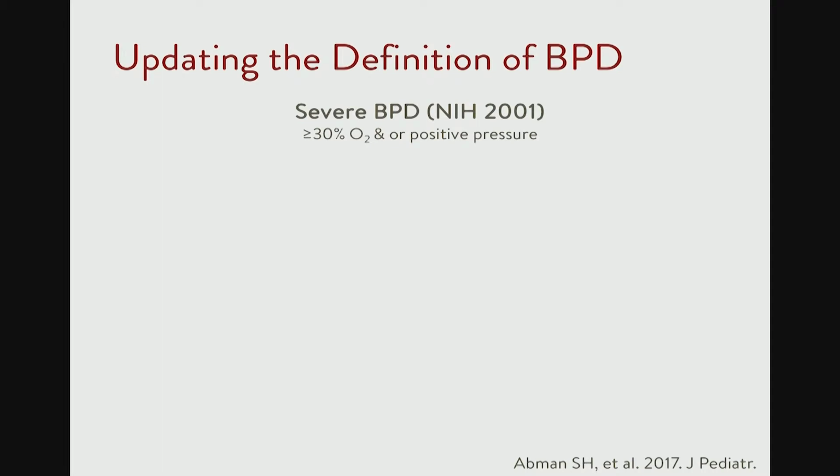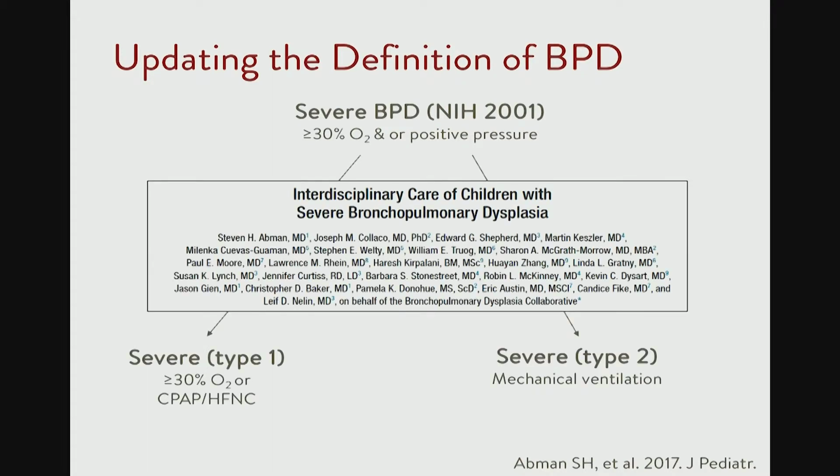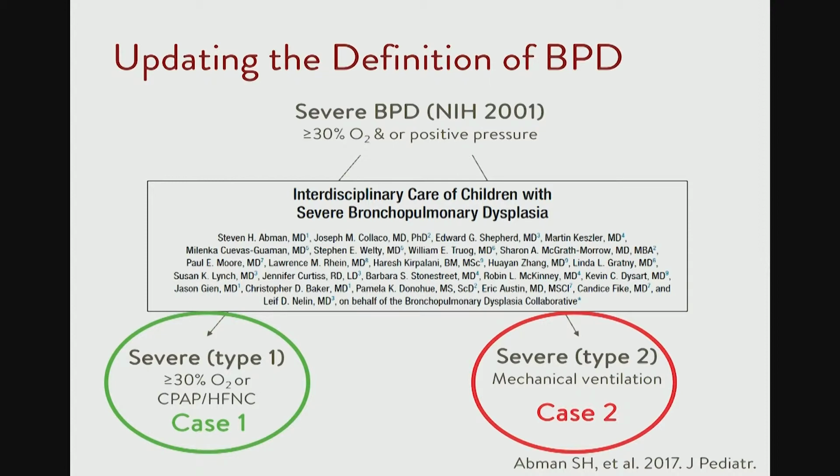So how can we update this definition? Several groups have focused on the severe BPD group and separating out infants on low-flow nasal cannula from those with higher levels of respiratory support. The BPD Collaborative, here led by Dr. Abman, and their interdisciplinary care of children with severe BPD published in 2017, suggested breaking up the severe BPD group into type 1 severe BPD, here on the left, infants greater than 30% oxygen, CPAP, high flow, versus severe BPD type 2, infants with mechanical ventilation. Applying these criteria to our cases, case 1 would meet type 1 severe BPD, case 2, type 2 severe BPD.